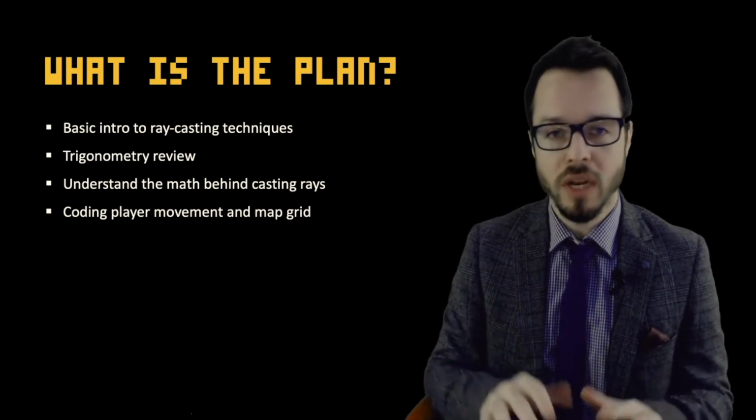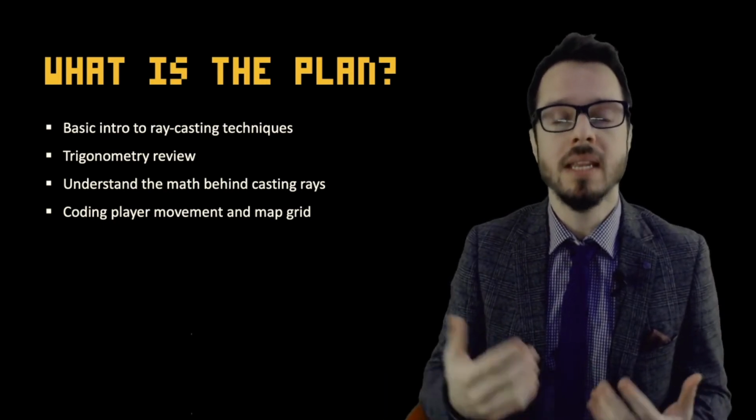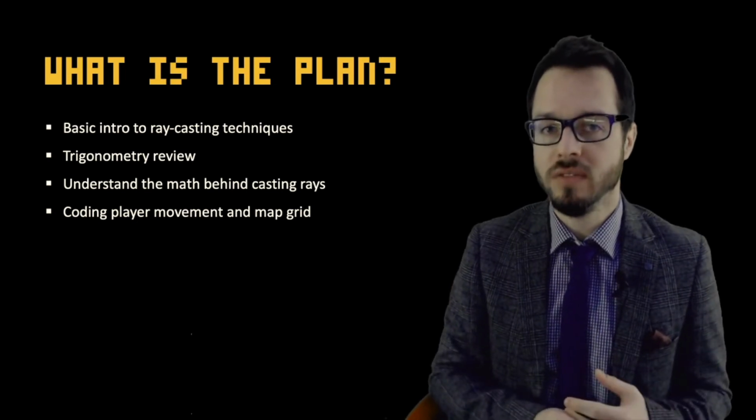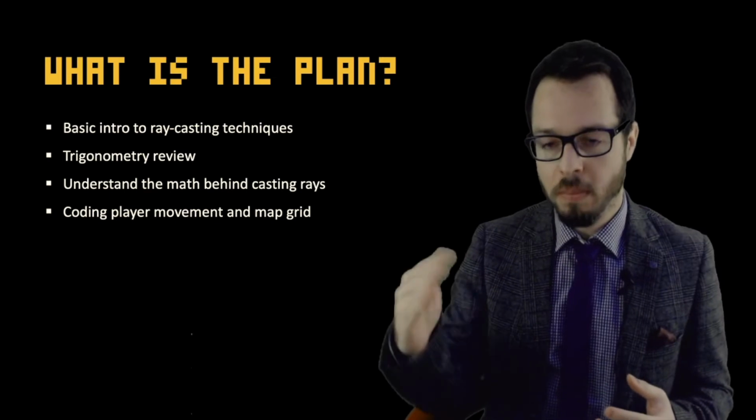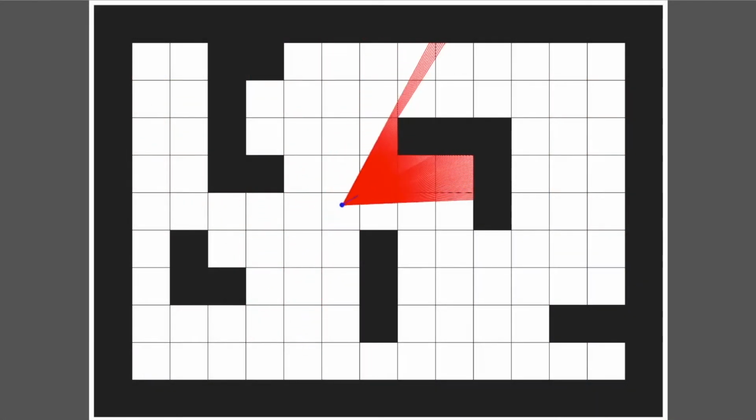So we're going to start coding. We're going to use a programming language, and we're going to code the player movement and the map grid. Remember when we spoke about that 2D visualization of the world? We're going to start drawing the map and drawing our player moving around. This is something that we're going to start doing in the early parts of our course.